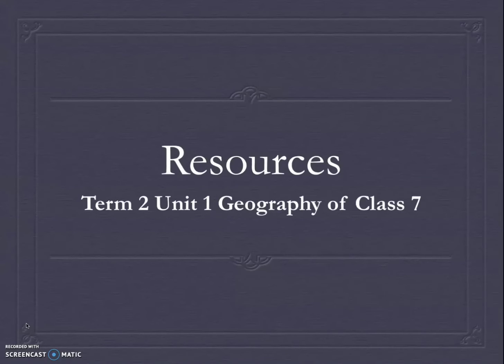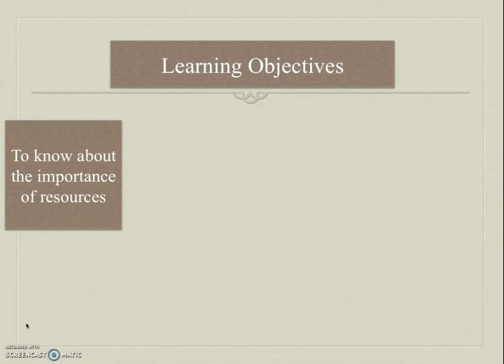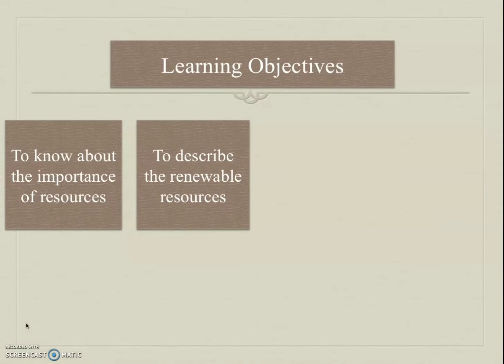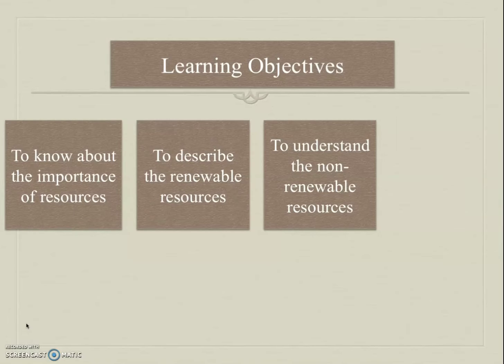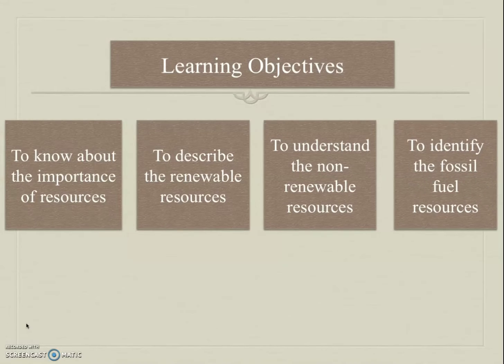Today we are going to see resources, Term 2, Unit 1, Geography of Class 7. In this we are going to see the following learning objectives. First, we are going to know about the importance of resources, to describe the renewable resources, to understand the non-renewable resources, and to identify the fossil fuel resources. These are the learning objectives that we are going to see in this lesson.